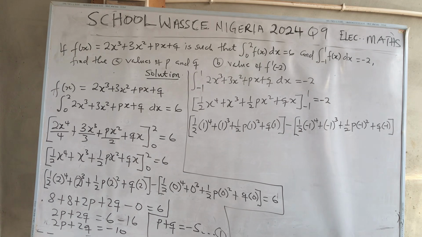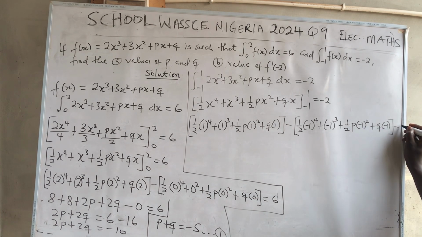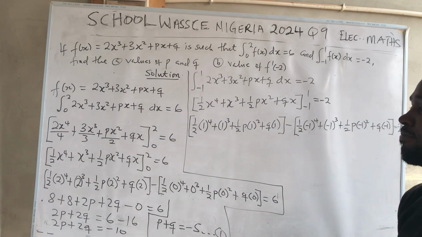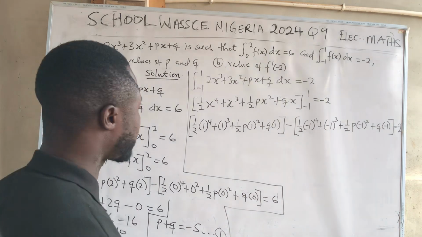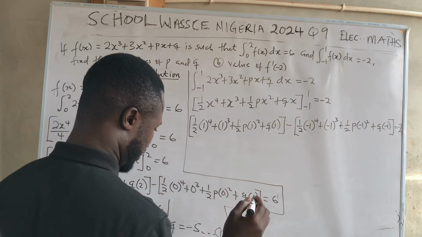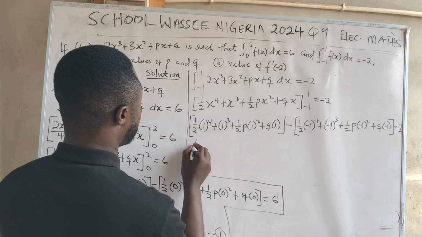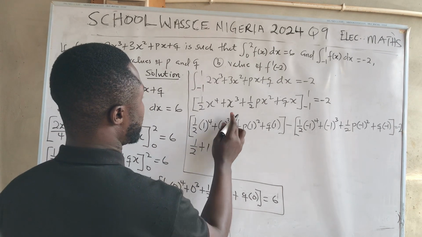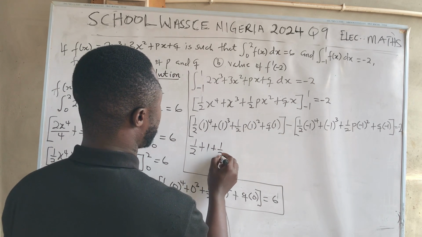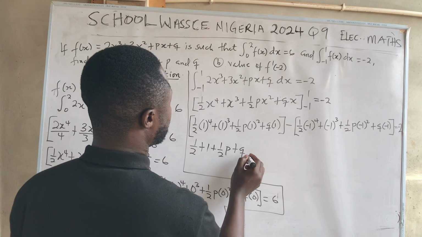So what we are going to do now is to do the multiplication, remove the bracket, and then move on. Equal to negative 2. So let's not forget that the whole of this thing is equal to negative 2. All right, so now let's see. 1 exponent 4 is 1, so times half will give me 1 over 2, plus 1. 1 cubed is 1, plus 1 squared is 1 times half p gives me half p, plus q.